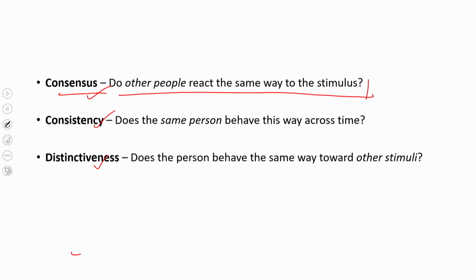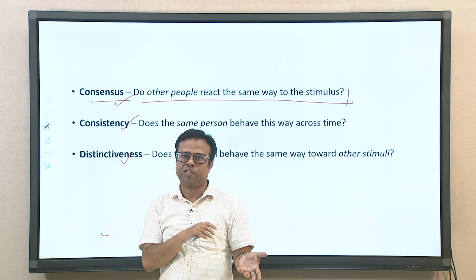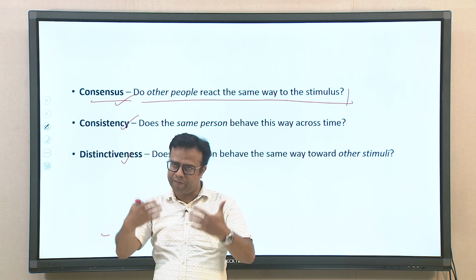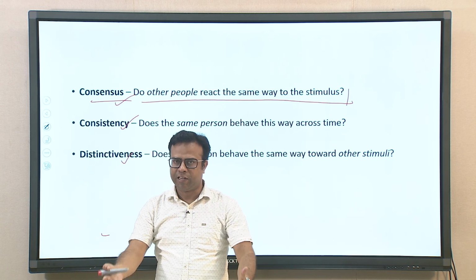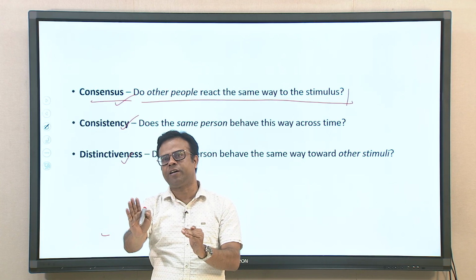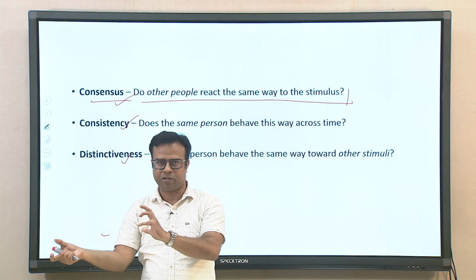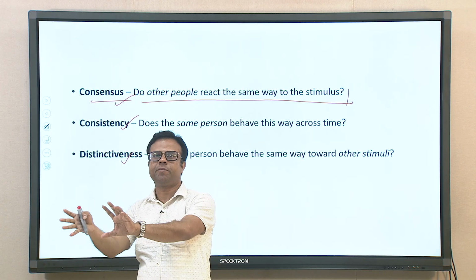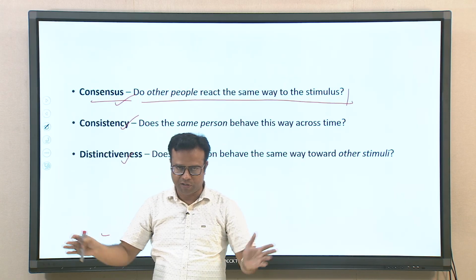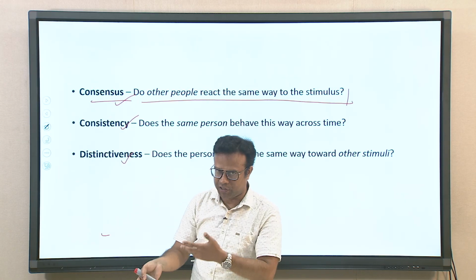Let us say there is a situation. What is the consensus? It means, is this person behaving like this in this situation, or is everybody else also behaving like this? If everybody else behaves this way, then it is high consensus. If only this person is behaving differently compared to others, then it is low consensus. It means the person is behaving very differently from other people. If it is the same as other people, it is high consensus. If it is different, then it is low consensus.